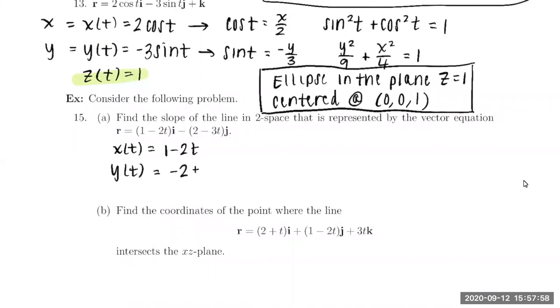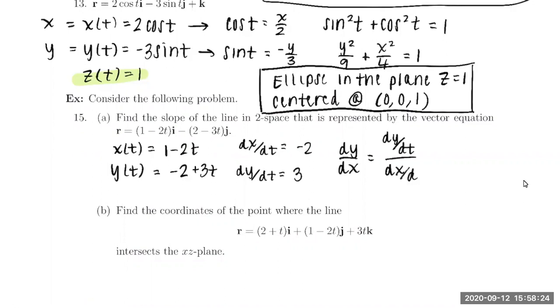And I'm going to distribute that negative right here. So now let's find each of those individual derivatives. So dx/dt is -2, and dy/dt is +3. And then if you'll recall from when we learned about parametric equations, the derivative dy/dx is dy/dt divided by dx/dt. And so what we get here is -3/2. So the slope of this line is -3/2.